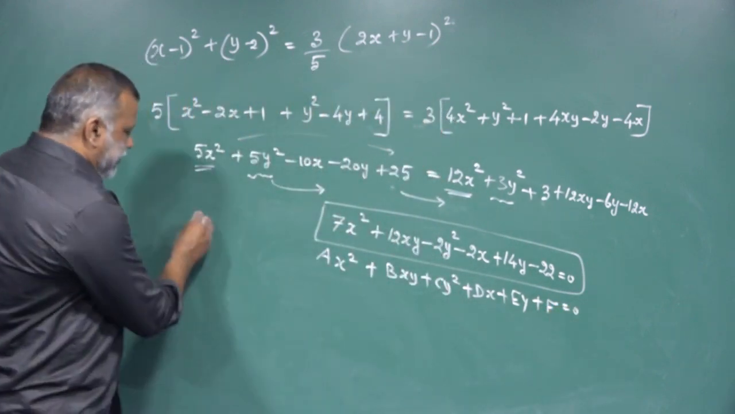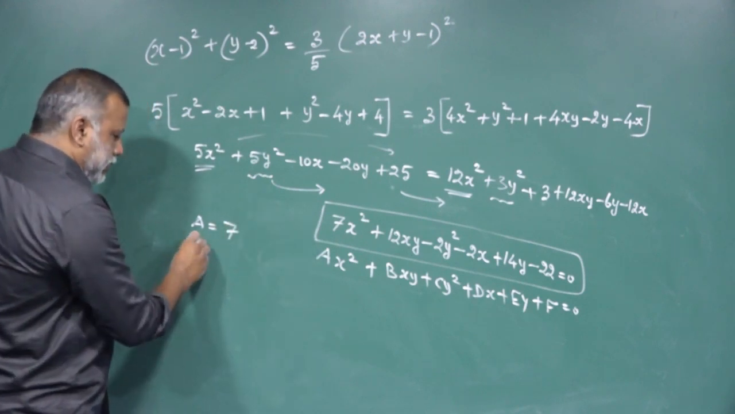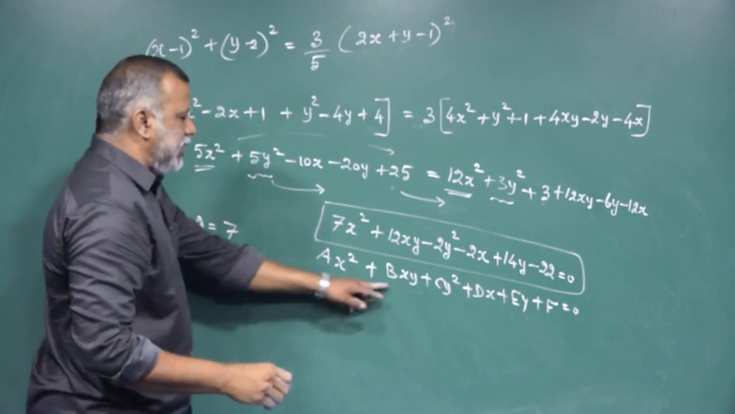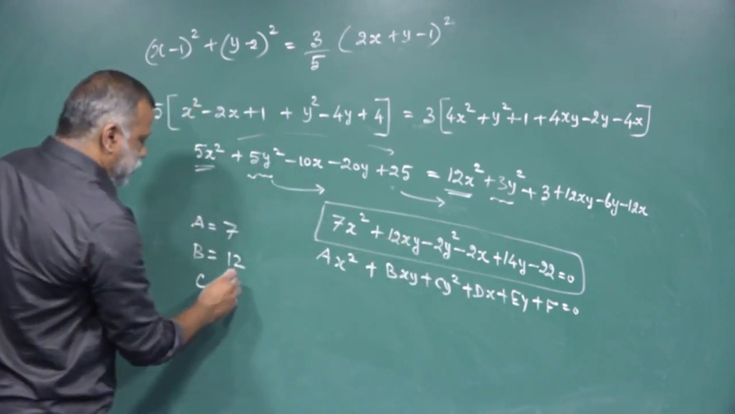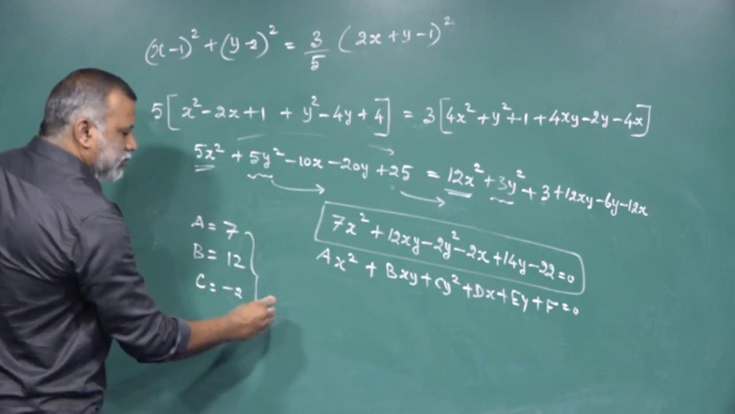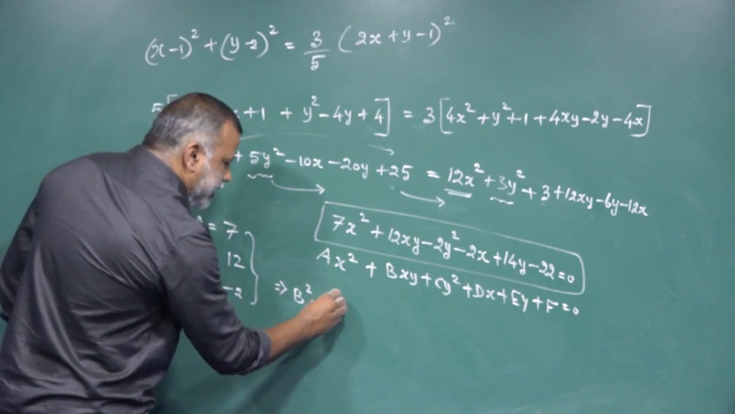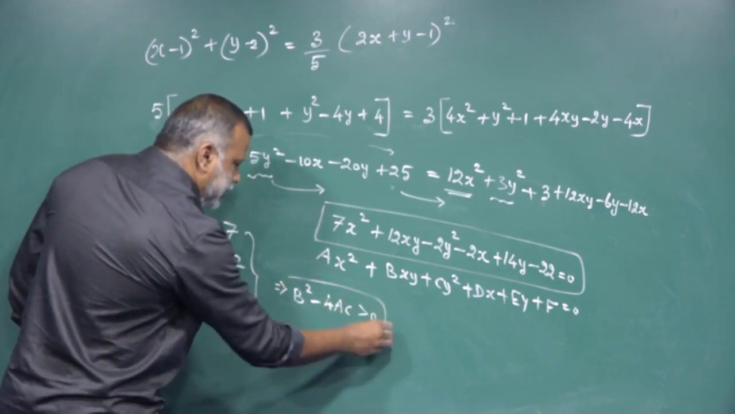Now we can get the value of a equal to 7. The value of b equal to 12. The value of c equal to −2. Then what is the condition? Verify this one: b squared − 4ac greater than 0. You are able to see this one.